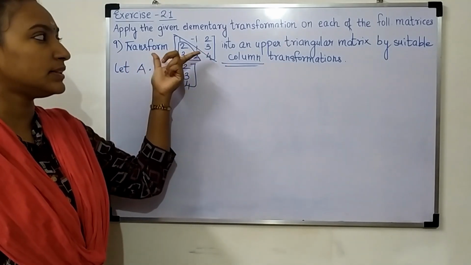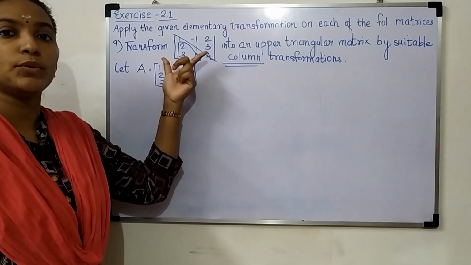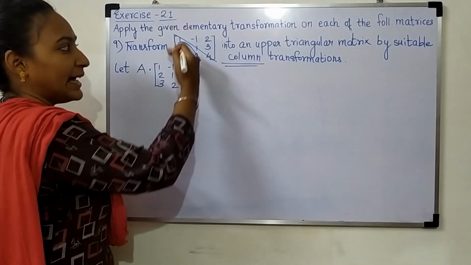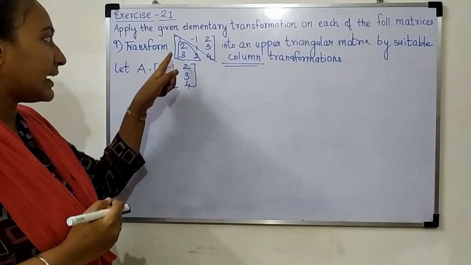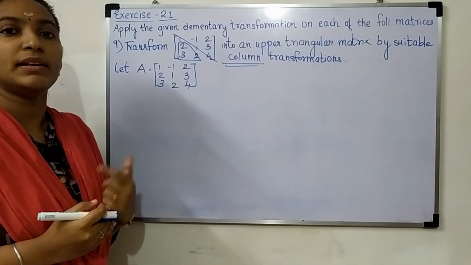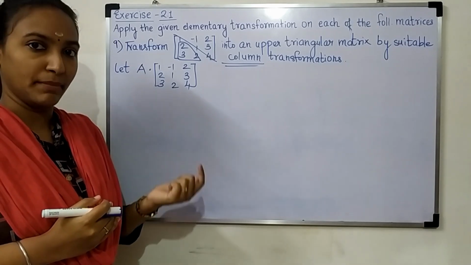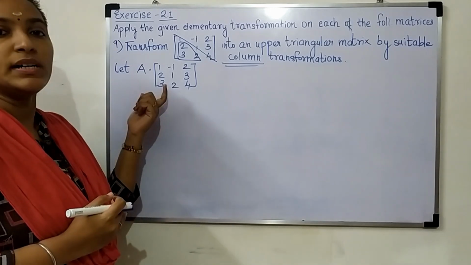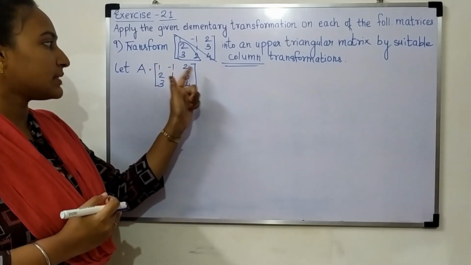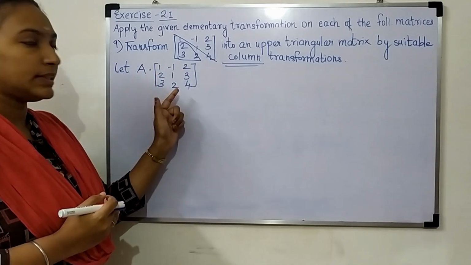We have to convert this given matrix into an upper triangular matrix, that is, all the elements below the diagonal should be 0. That is, these elements 2, 3 and 2 should become 0. Then we will get an upper triangular matrix. So first we will give a name to this matrix as A: 1 minus 1 2, 2 1 3, 3 2 4.